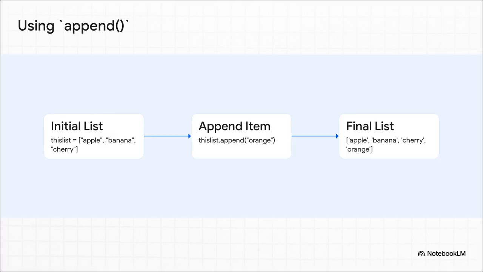All right, let's look at some code. We start with a list: apple, banana, cherry. Simple enough. Then we run thislist.append("orange"). Now, pay close attention to what happens here. Python doesn't make a copy of the list and then add the new fruit. Nope, it changes the original list directly. We call that an in-place change, and it's super efficient. Orange just gets tacked right onto the end.